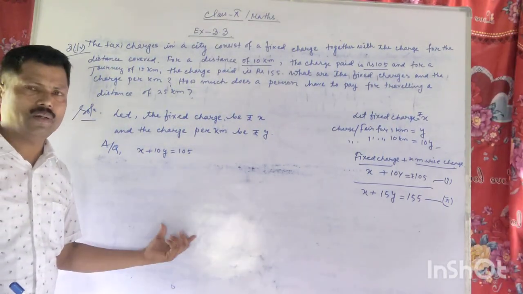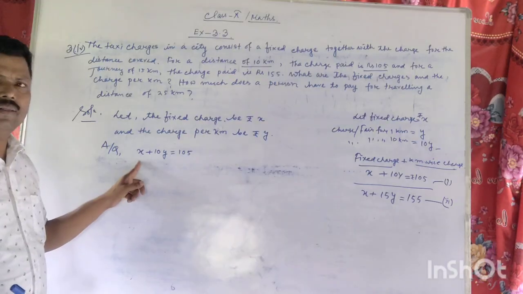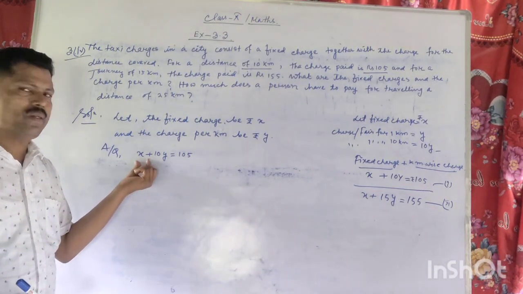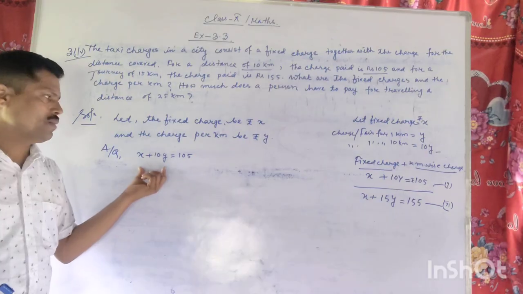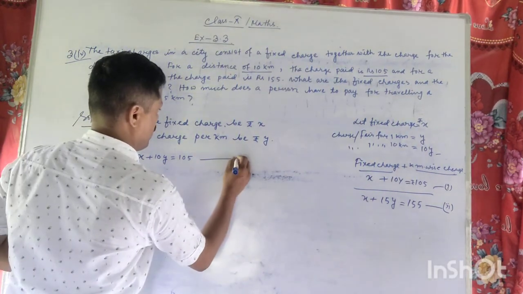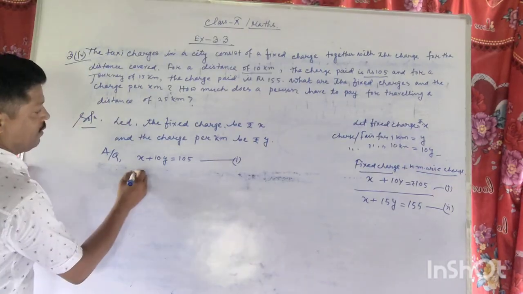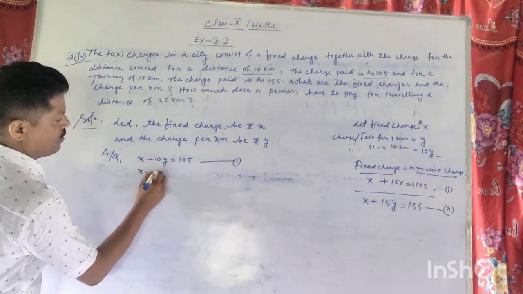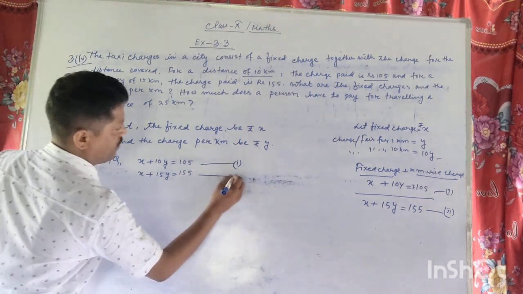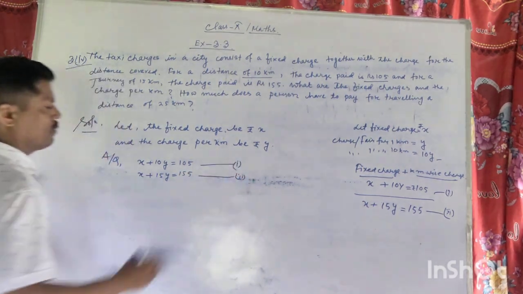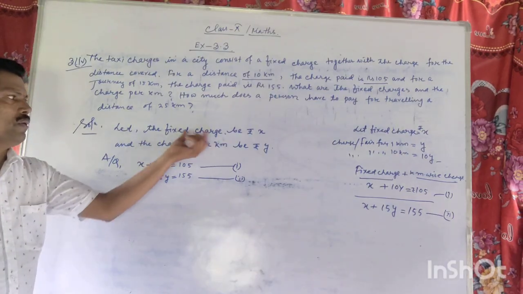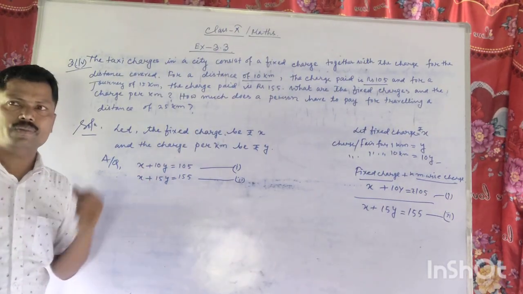So here x is the fixed surge and 10y is the kilometer-wise surge. So fixed surge plus kilometer-wise surge, the total surge, is 105. This is equation number 1, and the other one is x plus 15y is equal to 155. This one is equation number 2. Now we have to solve these two equations to find out the fixed surge and the surge per kilometer.